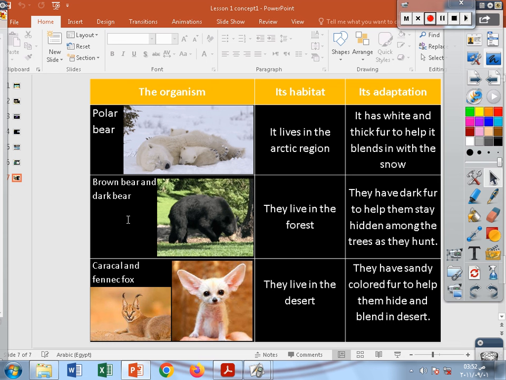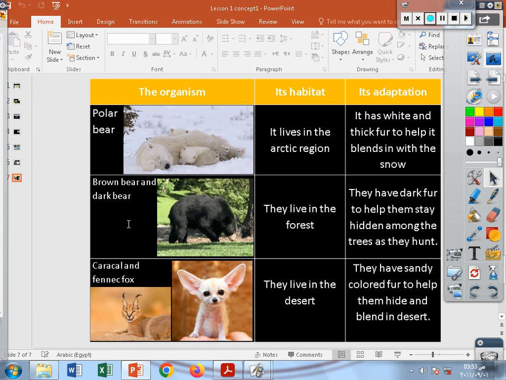Let's see them together. Number one, I have this polar bear. The polar bear is white in color, like the color of the snow around it. So it lives in the Arctic region. The adaptation of this polar bear is that it has white and very thick fur to help it blend in with the snow, so it cannot be seen.